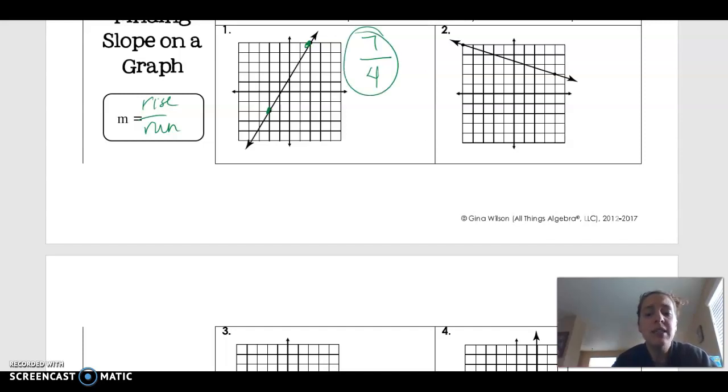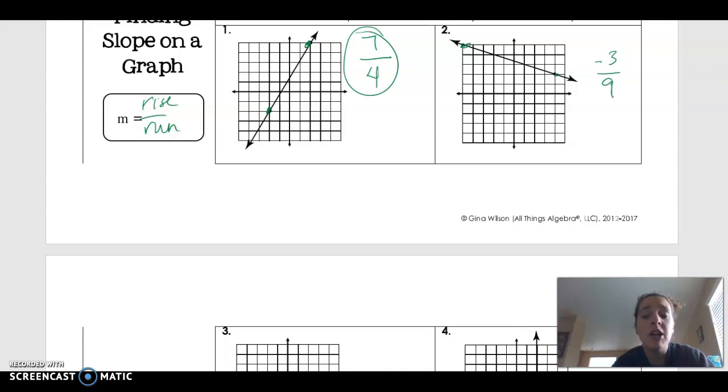And again, I can double check. As I go from left to right, it is going up, so I know that it is going to be a positive value. So let's look at number 2. Again, I want to find my rise over my run. So I'm going to use this point right here and this point right here. And really, when you're doing this, you can find any 2 points that cross your grid marks. So here we're going to go down 1, 2, 3. So I'm going down 3. And then I go over 1, 2, 3, 4, 5, 6, 7, 8, 9.